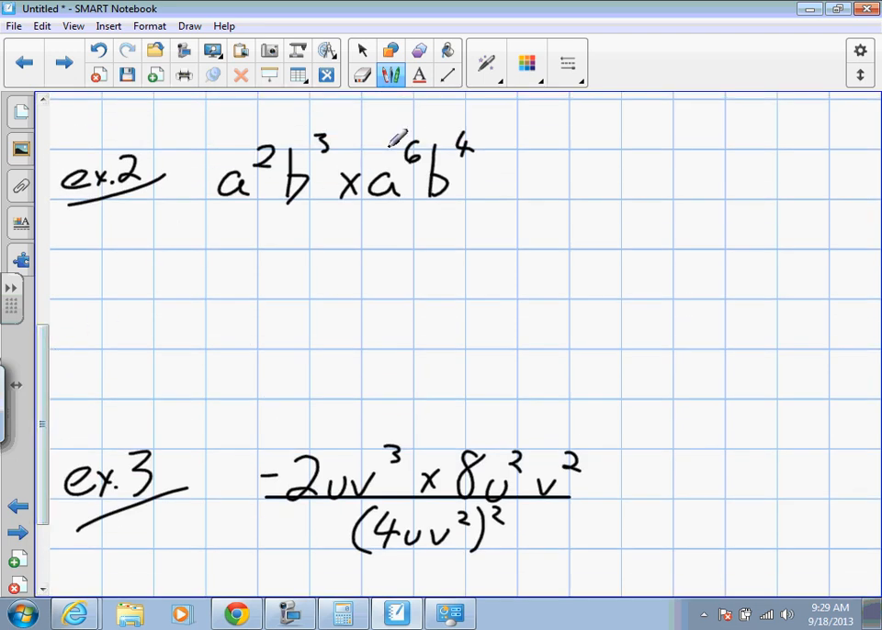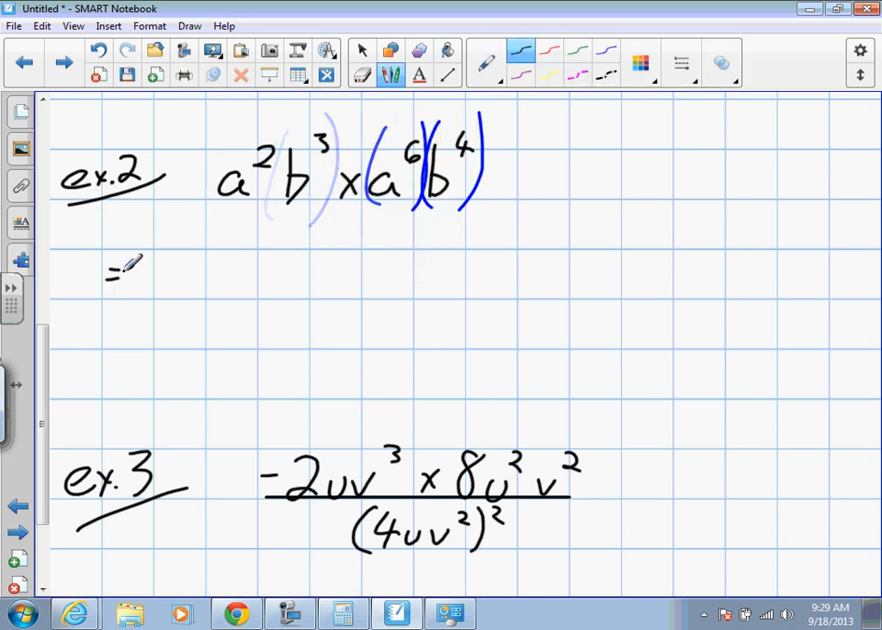Next example, 2a times b cubed times a to the power of 6 times b to the power of 4. It's funny that they wrote this x to represent multiplication, because we know that if two variables are written beside each other, it's assumed that they're multiplied. Okay? And if you didn't know that, you do now. These all mean multiplication. So I'm going to rewrite this again.